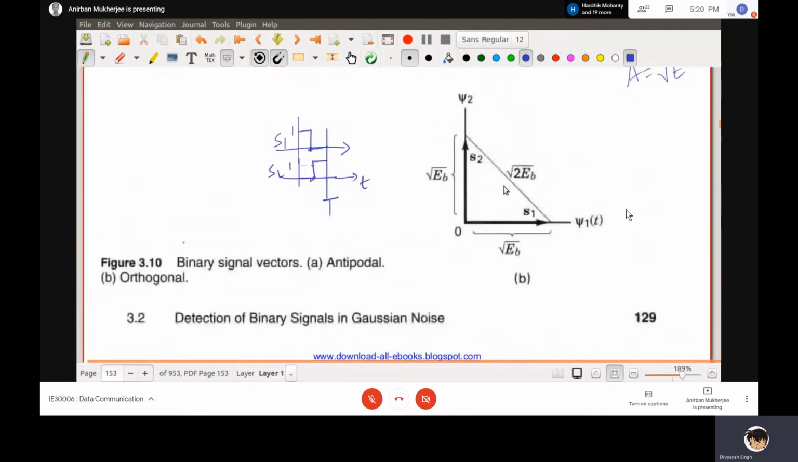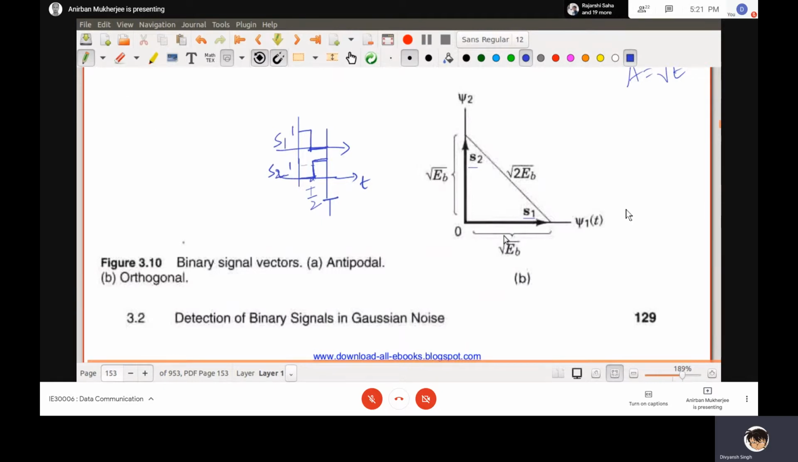Now, if two signals are orthogonal, that means vector S1 and vector S2 are orthogonal. What is the case? Say this is my T, this is my T by 2. S1(t) is, say, 1 up to T by 2 and then 0, and S2(t) is 0 and then 1. If you take the integral of S1(t) S2(t), orthogonal means I am saying rho equal to 0.